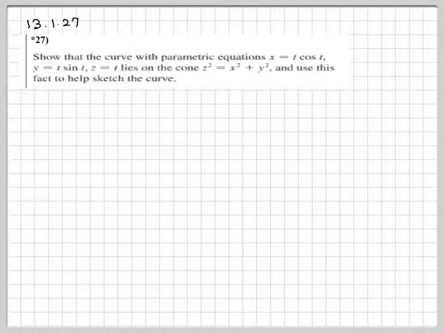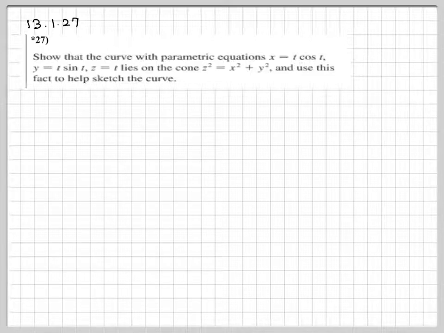Hi, in this video, I will be showing you problem number 27 of chapter 13, section 1. Show that the curve with parametric equations x equal to t cosine t, y equal to t sine t, and z equal to t lies on the cone z squared equal to x squared plus y squared, and use this fact to help sketch the curve.